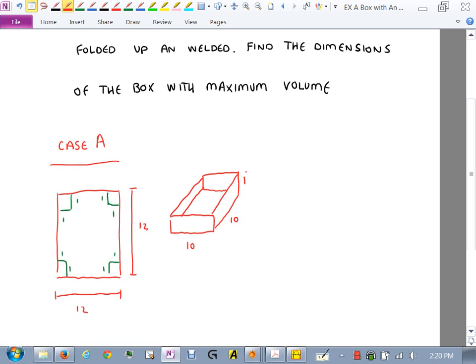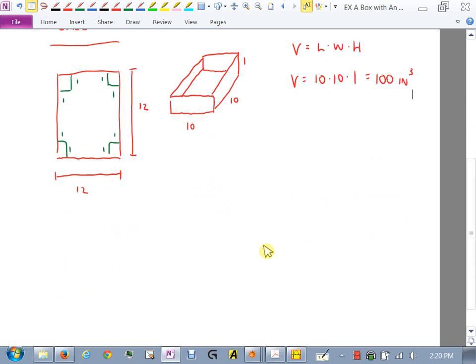What's the volume of a rectangular box, or technically a parallelepiped, a 3-dimensional box called a parallelepiped? Length times width times height, base times height, however you want to say it. So the volume will be 10 times 10 times 1, which is 100 cubic inches, because volume is measured in cubic units. So 100 cubic inches if you do it that way. Is that the best we could get? Well, let's try a different case. Case B.